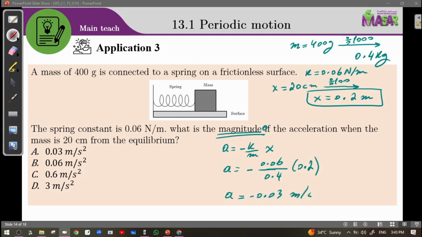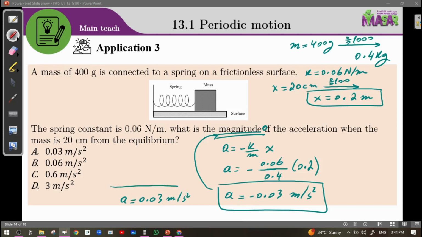meter per second squared. According to the choices, none of them is equivalent to my final answer. But why has this happened? Is it because my calculation is wrong? No. My calculation is 100% correct, but the thing is, we need the magnitude. So we're gonna drop the minus sign from the solution because we are looking for the magnitude. Minus here stands for the direction. As a result, the correct answer would be positive, and the correct answer is A.